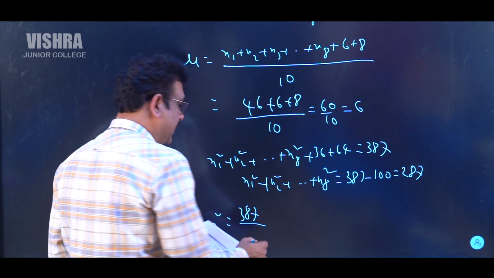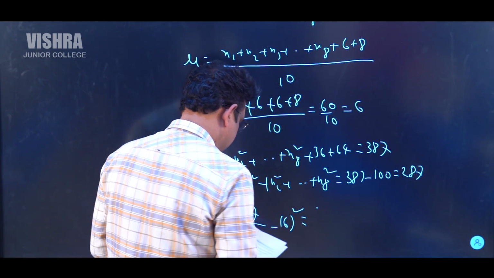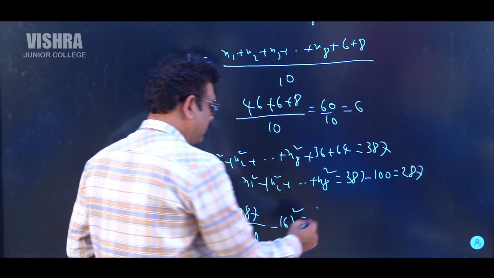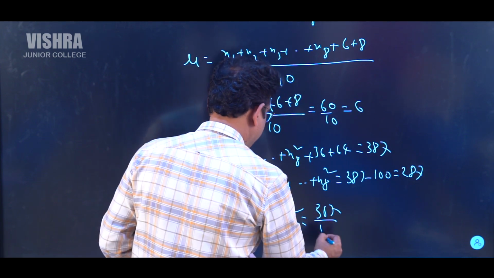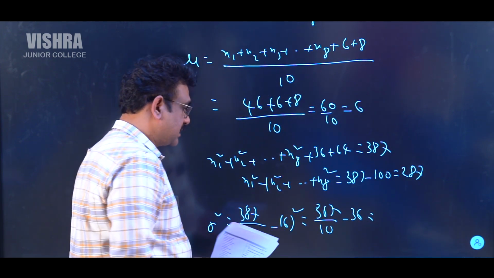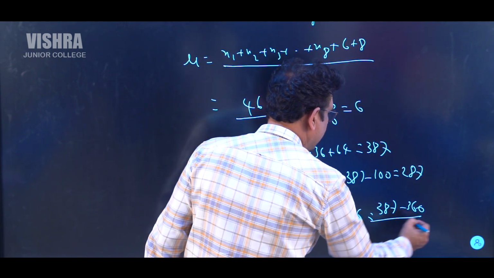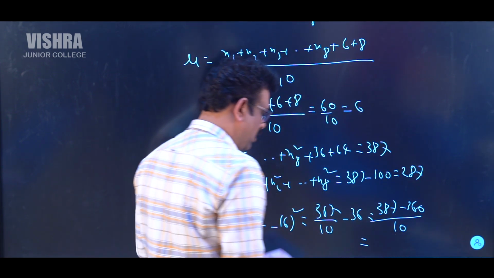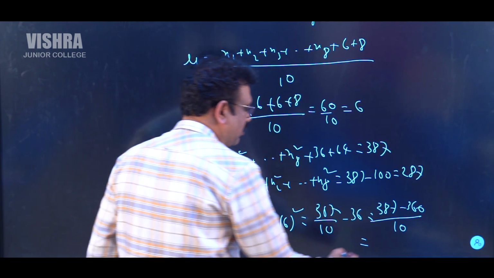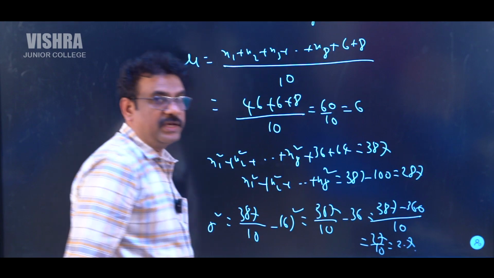New variance is equal to 387 by 10 minus 6 square. That is 387 by 10 minus 36, which is equal to 387 minus 360 by 10. That is equal to 27 by 10, which is equal to 2.7. This is the new variance.